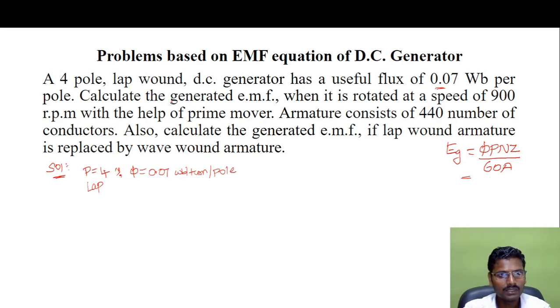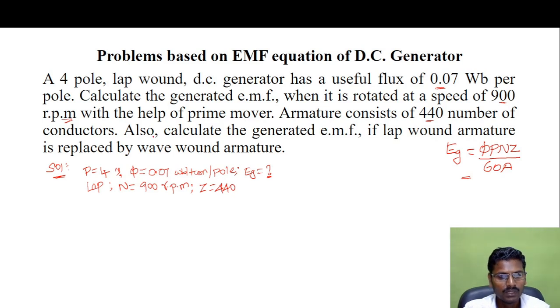Next, calculate the generated EMF. You need to find EG when it is rotated at a speed of 900 RPM with the help of a prime mover. So N is equal to 900 RPM. The armature consists of 440 conductors, so the armature conductors Z is equal to 440.